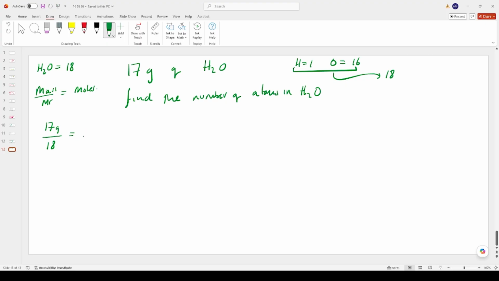What's the answer to this? Anyone have an answer? 0.94. Okay, so to work out the number of atoms, you just do the moles times Avogadro's constant. Avogadro's constant is 6.02 times 10 to the 23, so that's the moles, 0.94, times 6.02 times 10 to the 23.